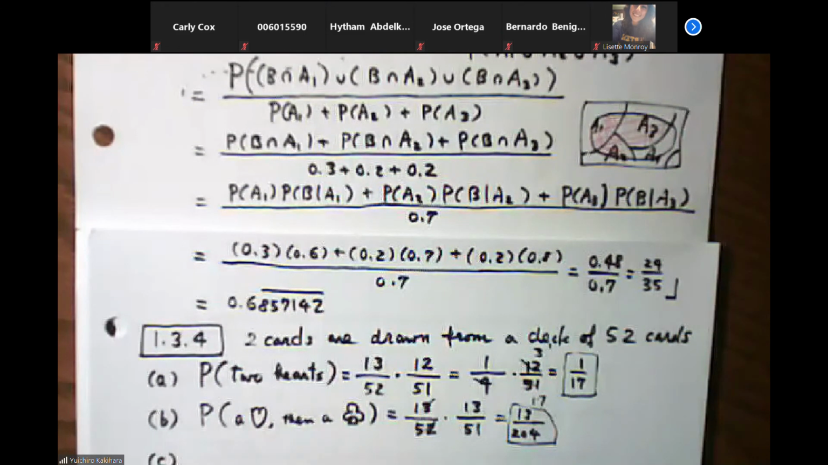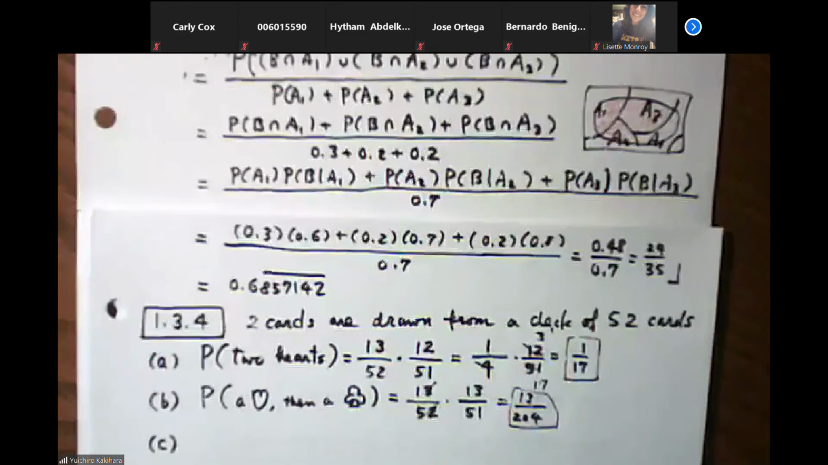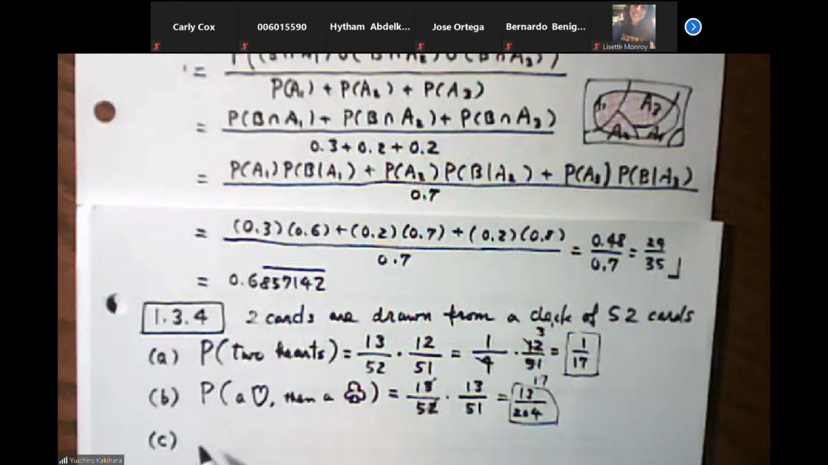Next one is not so simple. Okay. First one is a heart. Then an ace. Excuse me. Okay. First one is a heart, but next one is an ace. The second one is an ace. There's a possibility that we can draw the ace of hearts on the first try. Okay, that's possible. So consider that one.